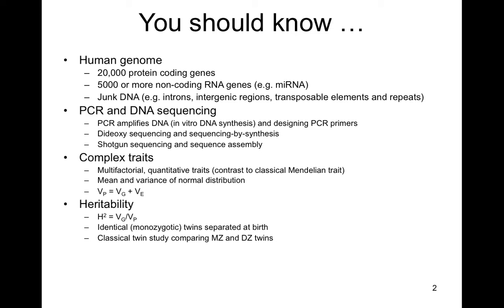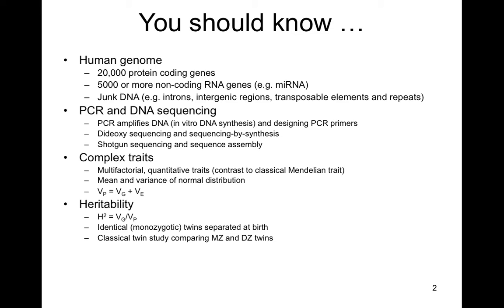Lecture 21 covered two important technologies that have made modern molecular genetics possible. They are PCR and DNA sequencing. PCR, or polymerase chain reaction, amplifies a small amount of DNA to give us a large amount of DNA using in vitro DNA synthesis to double the amount of DNA every round. For the final, you need to know how to design PCR primers to amplify a given region of DNA.